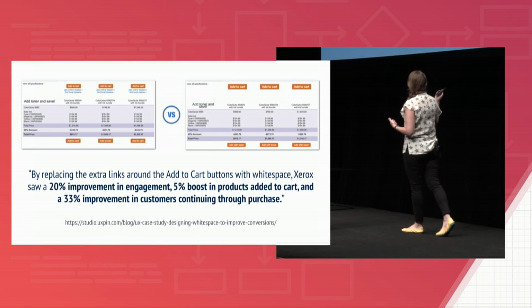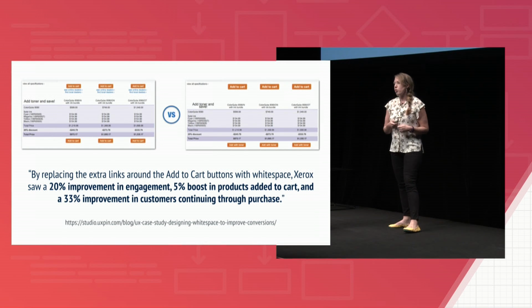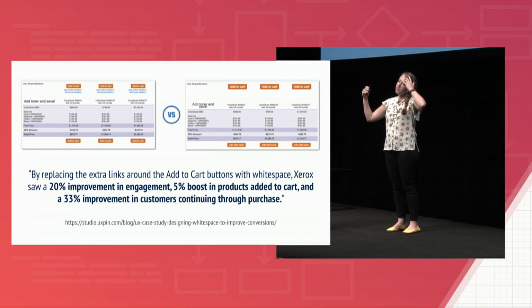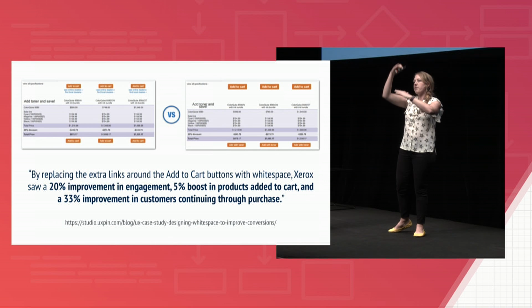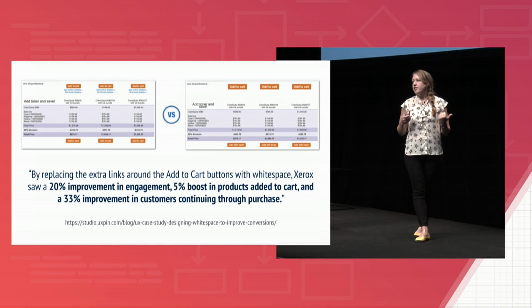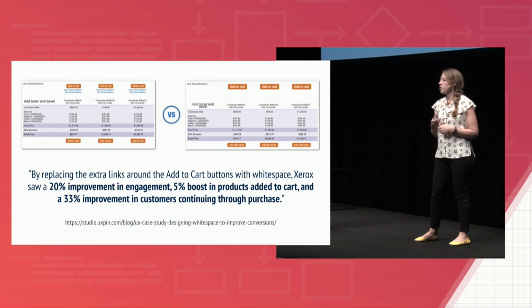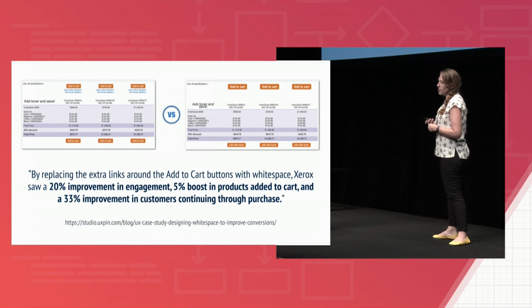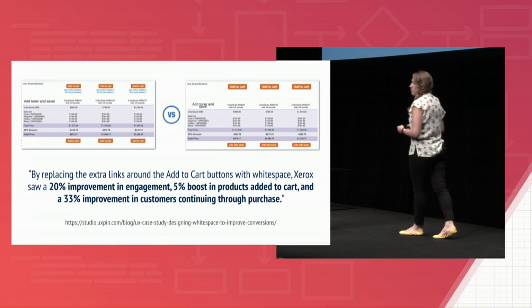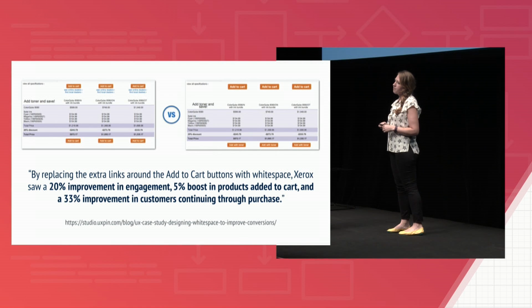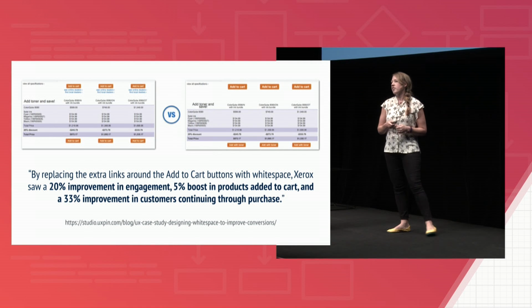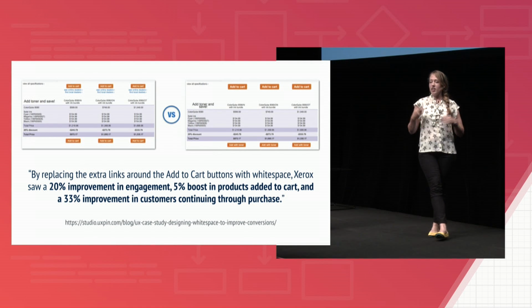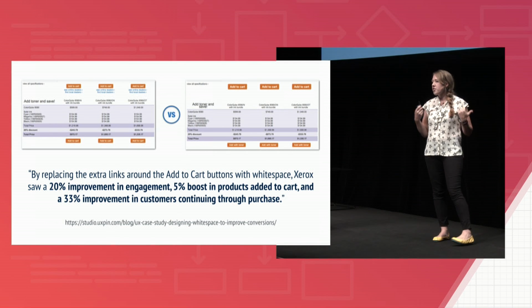So in this example, simply by adding more white space in between the tables, on the left, you can see there's some links that are underneath the button. On the right, that space is opened up. And that led to an increase in products added to cart, and it led to an increase in customers continuing through to purchase. So white space reduces clutter. It's very trendy. It looks very modern right now, but it also can improve your bottom line.